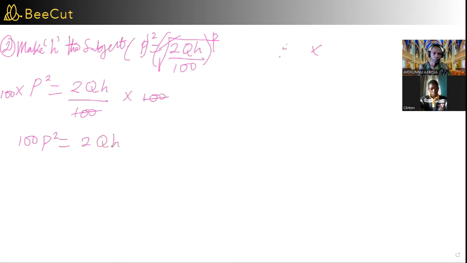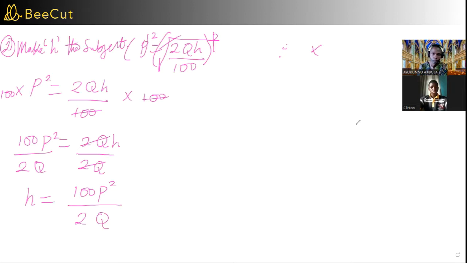2qh. Now, it's only 2 and q that are preventing h from standing alone. So what do I do to eliminate them? Because it's multiplication all through, I'll use division. So divide both sides by 2q. So 2q cancels 2q. All I have left is h. Now h has become the subject of the formula: 100p square all over 2q.